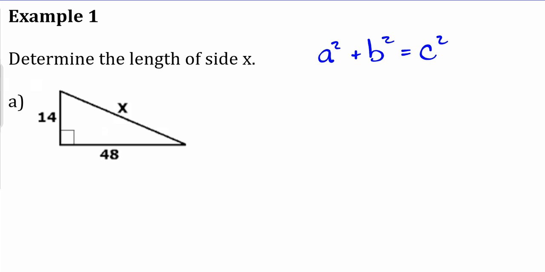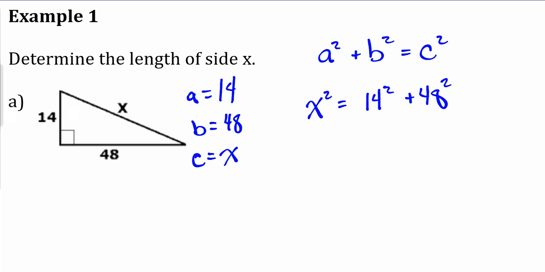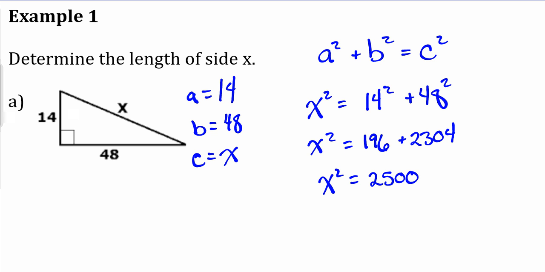So here's a really straightforward example for us. We can make A and B either or. It doesn't matter if I say A is 14 or A is 48, but those are my short legs, and C is my hypotenuse. That's all that really matters. So in this case, X is going to be C. Set it up, do the little bit of arithmetic, and take a square root at the end. So that part is easy, but guaranteed the step everyone always forgets. Don't forget to take your square root.